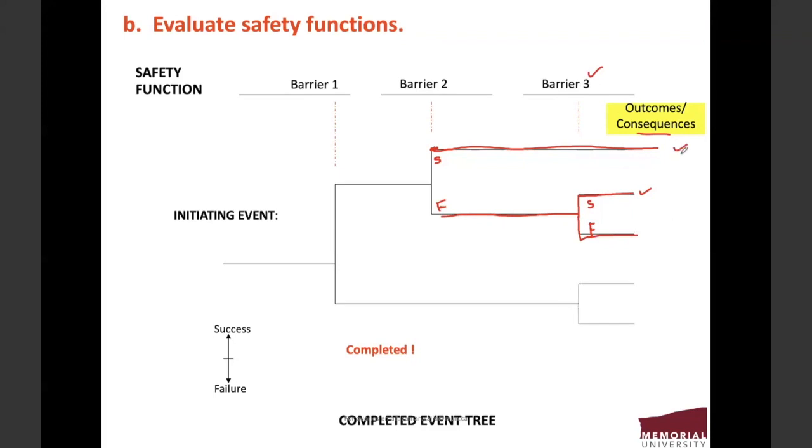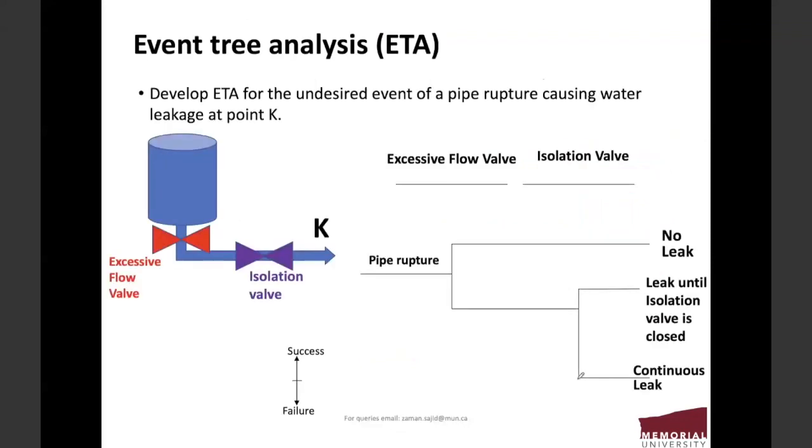Folks, anything which is coming out of here is the outcome or the consequences of the event. This is a very general layout of the event tree. It will be based on the problem that you are dealing with. I'm going to take this example and elaborate it more.